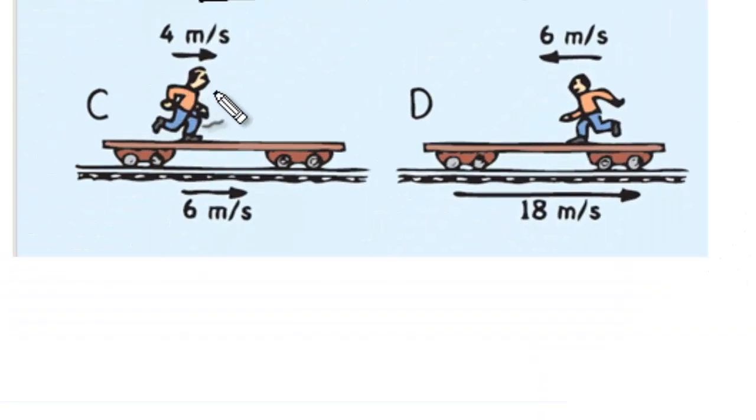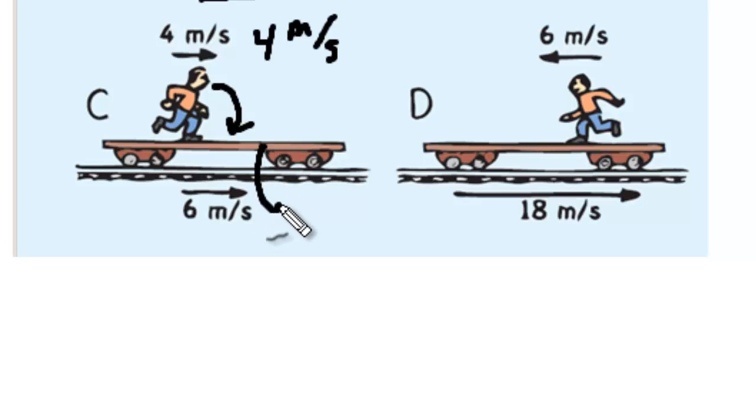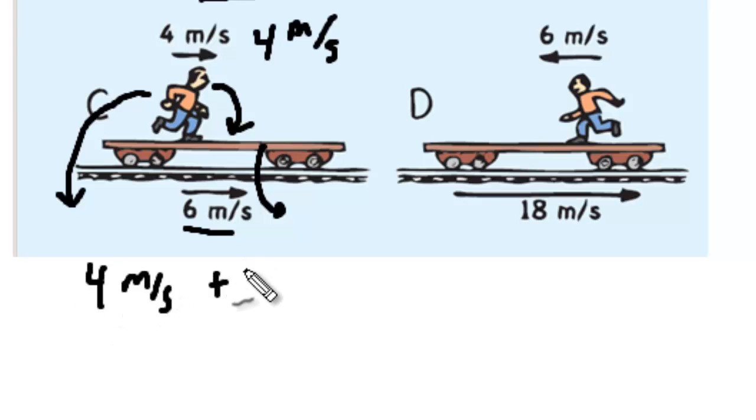Consider situation C. The gentleman's speed relative to the railroad car is a positive 4 meters per second. The railroad car's speed relative to the ground is a positive 6 meters per second. So the speed of the gentleman relative to the ground is 4 meters per second plus 6 meters per second, or a positive 10 meters per second.